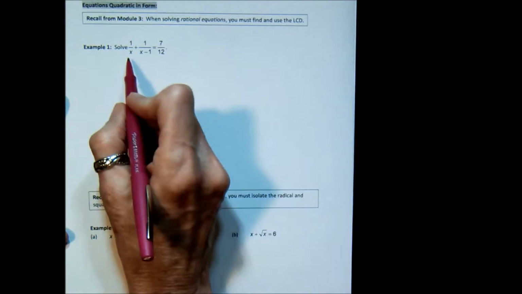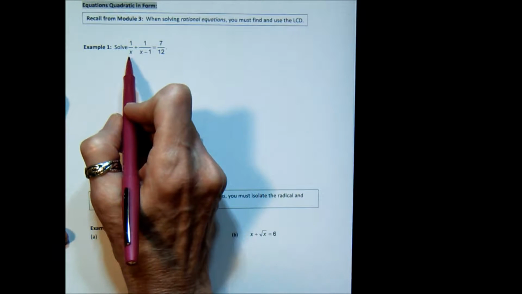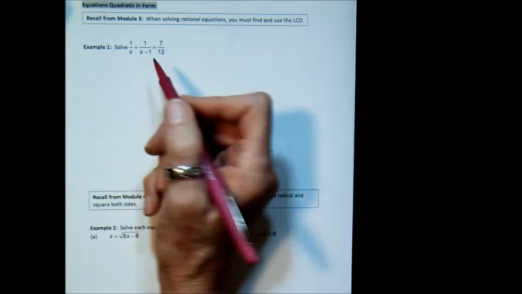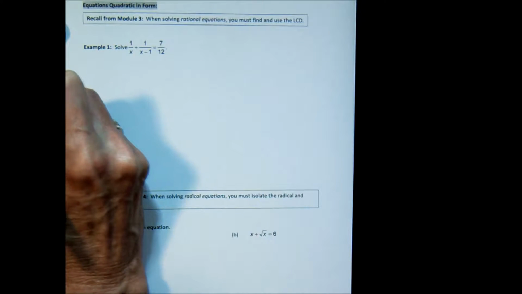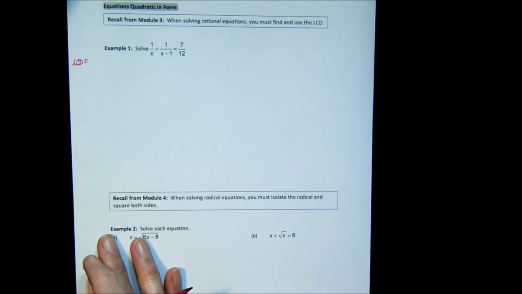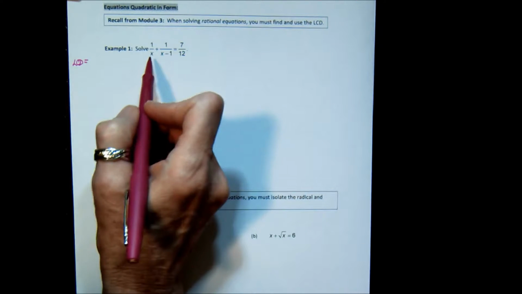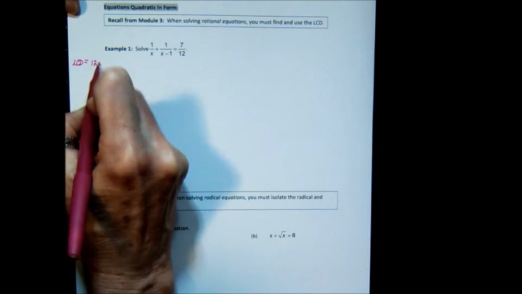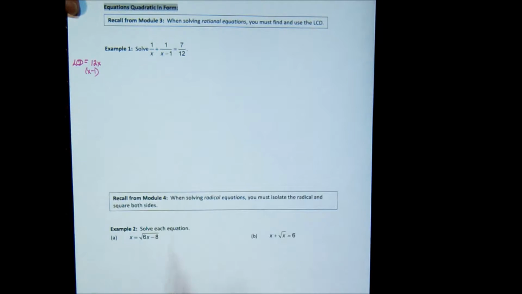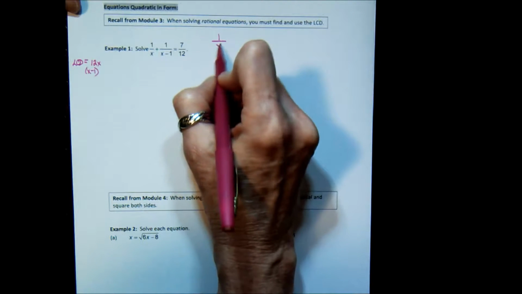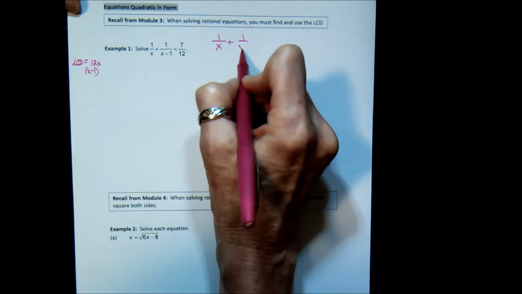So when I look at this equation, 1 over x plus 1 over x minus 1 equals 7/12, the first thing that I have to do is get rid of those denominators, get rid of the fraction by using the LCD. So the LCD has to represent each denominator present, so I need a 12x and an x minus 1. I need all three. So what I'm going to do is rewrite these so we have a little bit more space.